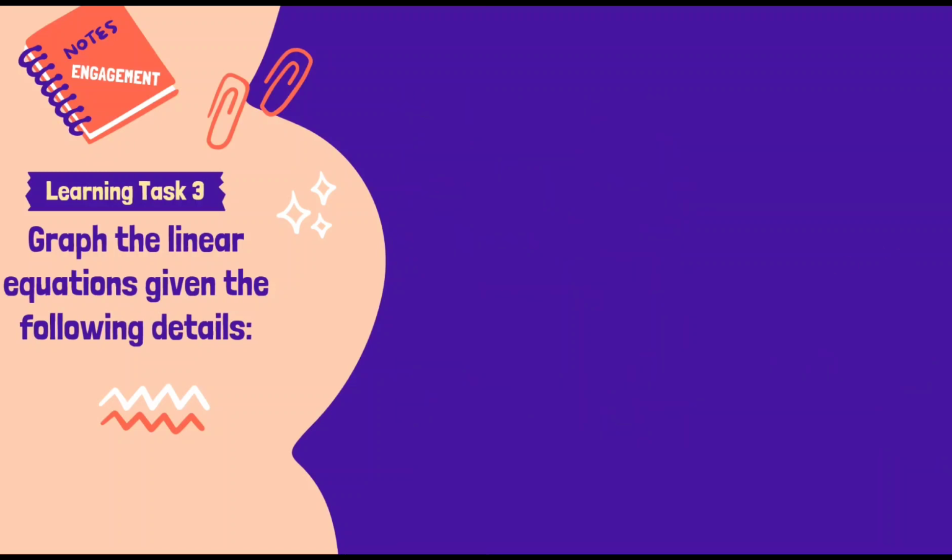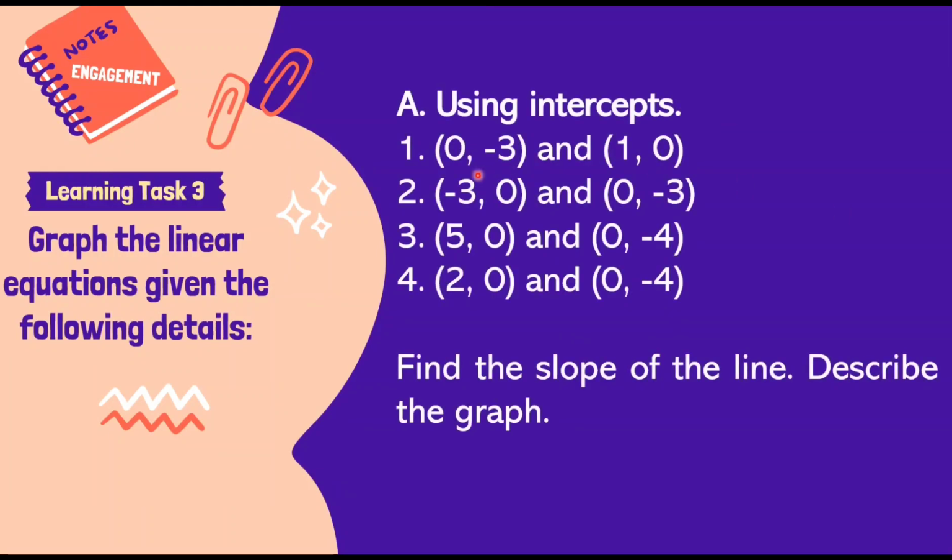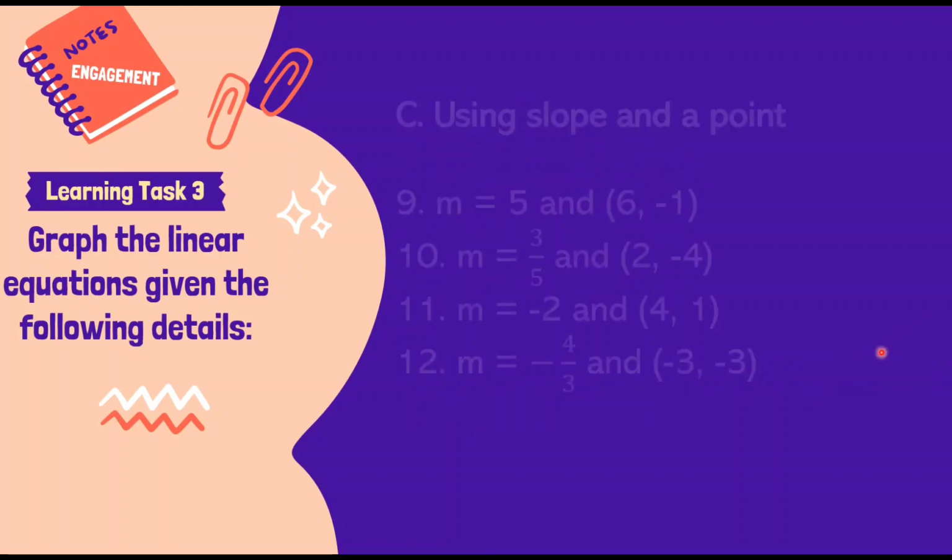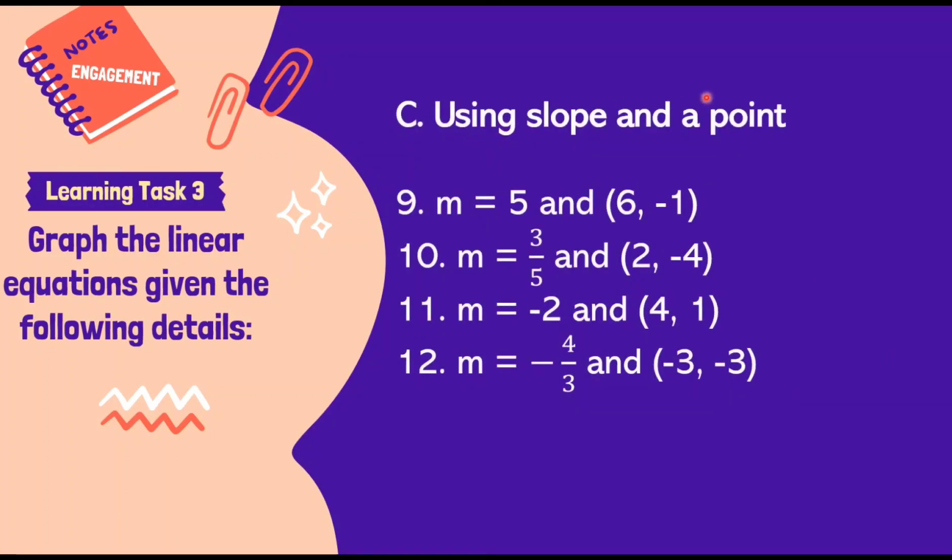And then for letter B, you need to graph also using the intercept. So, already generated na ang intercepts natin. So, all you need to do is to graph that on the Cartesian plane, and then you need to find the slope and describe also the graph. And then for our letter C, using slope and a point. So, binigay na ang slope, nandyan din ang point. You just need to graph that on the Cartesian plane.